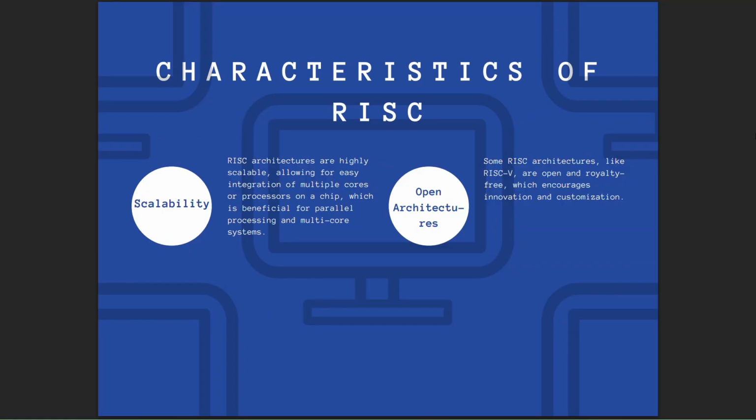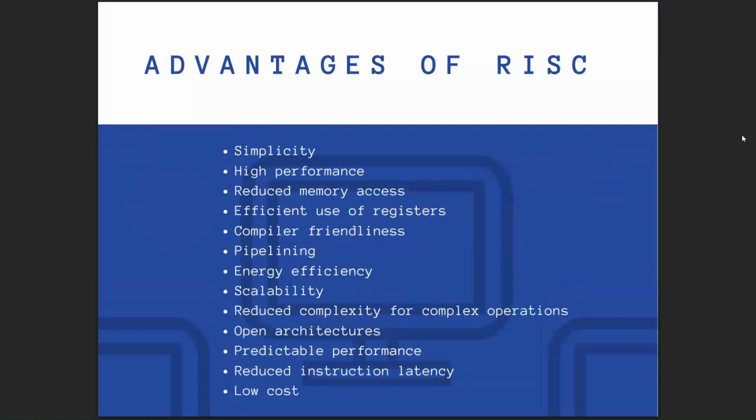So these 14 characteristics together explain why RISC has become the dominant design philosophy in modern computing, from mobile devices to cloud servers. Now let's summarize the advantages of RISC architecture.